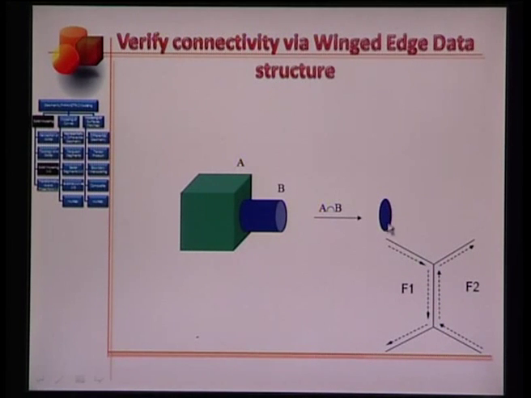Now, if we look at the result here, it's an open disk. This outer boundary has only 1 face incident to it. It does not have a second face associated with it. And this thing can be detected in the winged edge data structure, and correspondingly the result can be eliminated or can be categorized as a non-valid solid.